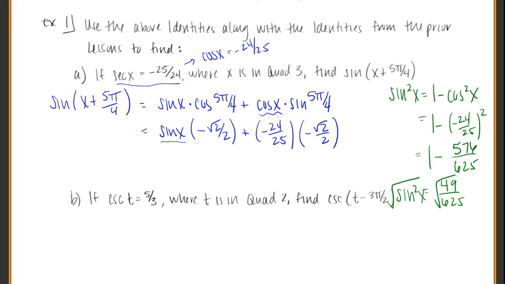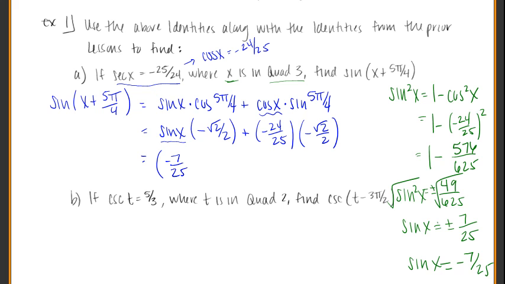So we're going to take a square root. I need to leave myself a lot more room next time, but it equals plus or minus the square root of 49, which is 7, over the square root of 625, which is 25. And our angle x is in quadrant 3, so my y value in quadrant 3 should be negative because we're below the x-axis. So we're going to write it as negative 7 over 25. Okay, so we're going to put that back in the main equation. So sine of x is negative 7 over 25.